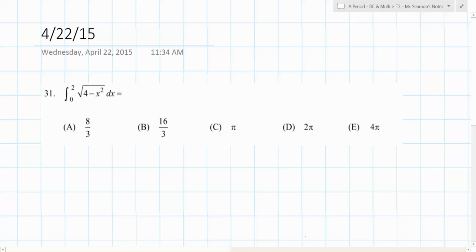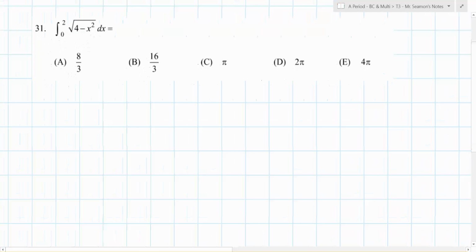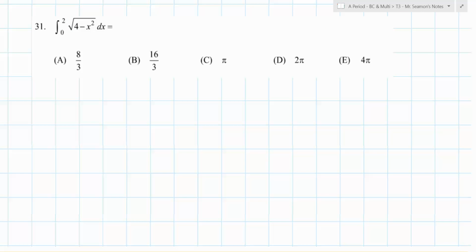You spend way too much time on this one. You're thinking integration by parts or u-substitution. The problem with u-substitution is, is there anything outside for you to cancel with? No. You can't go anywhere with it.